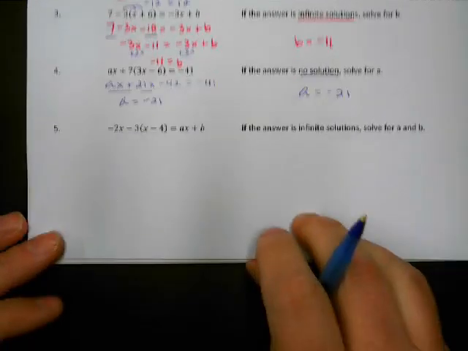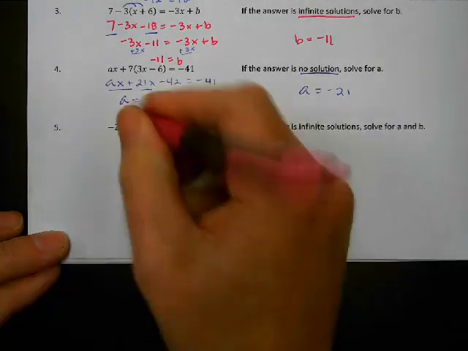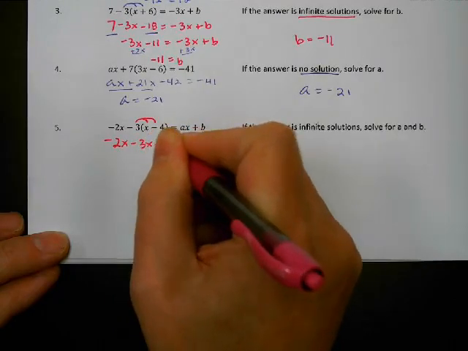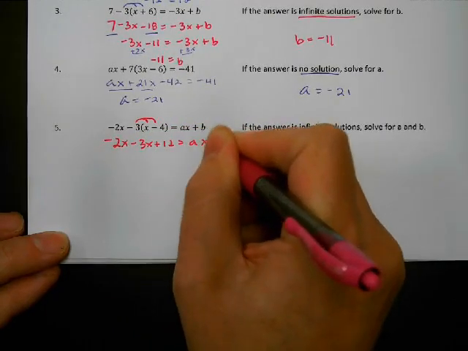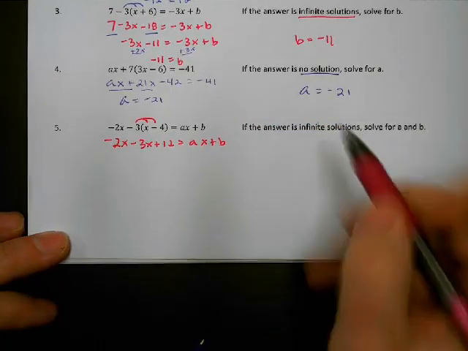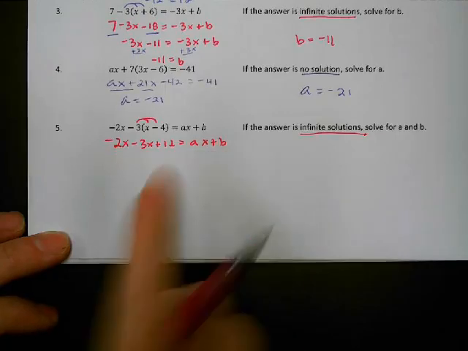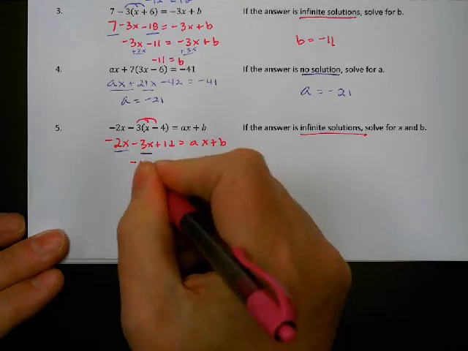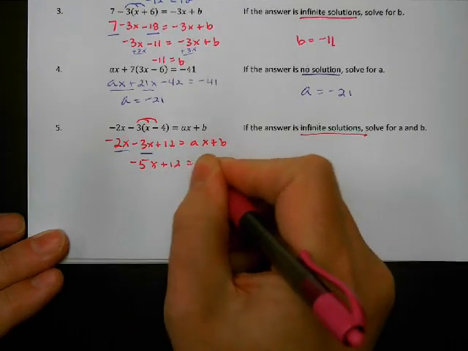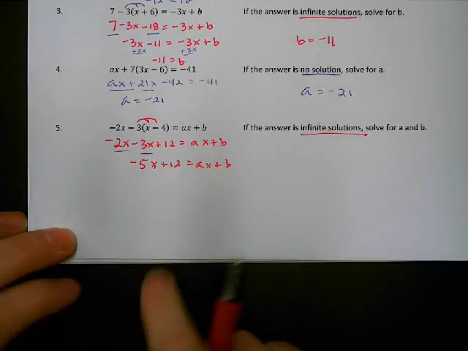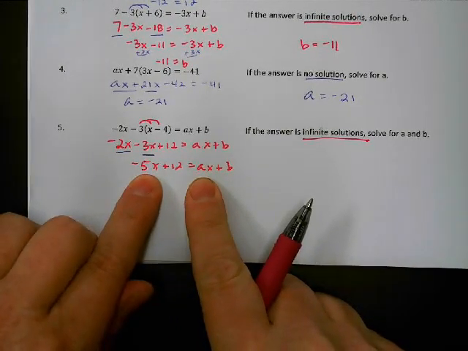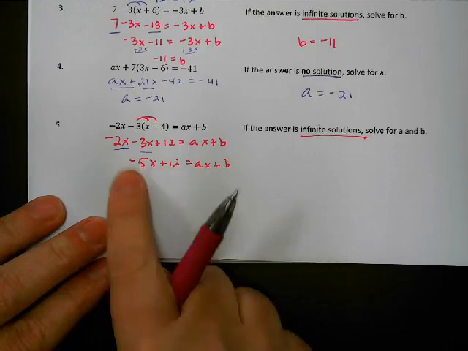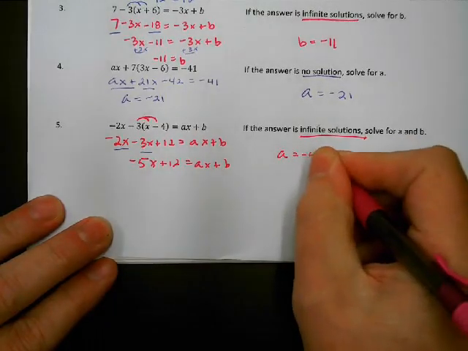Last one, I'm going to distribute. I've got negative 2x minus 3x plus 12 equals ax plus b. We're looking for infinite solutions. I want them the same on both sides. Let's combine these like terms first. I get negative 5x plus 12 equals ax plus b. If it's infinite solutions, the ax and this one have to match up, and the 12 and this one have to match up. They have to be exactly the same. So that means a must be negative 5, and b must be 12.